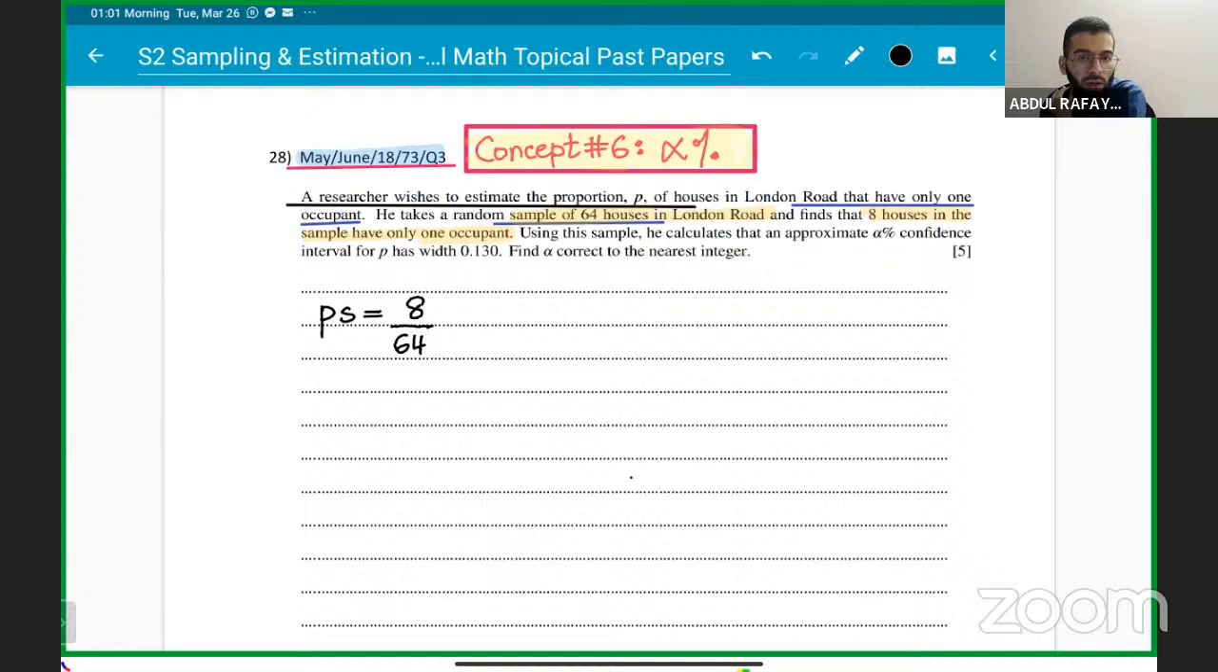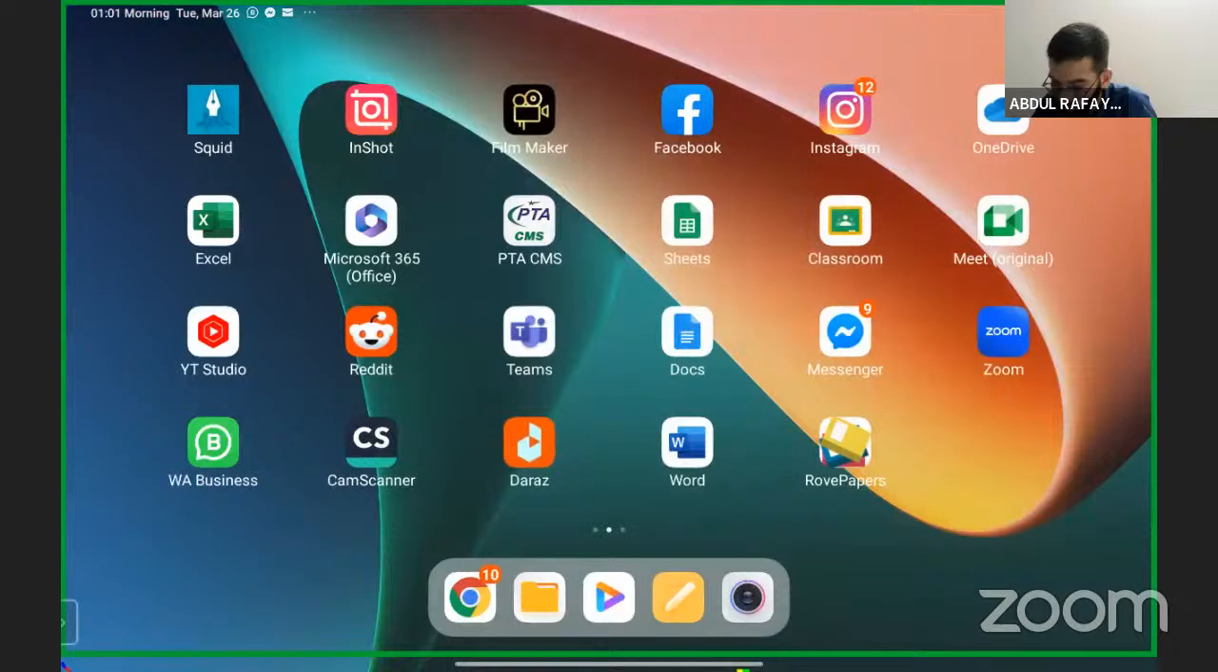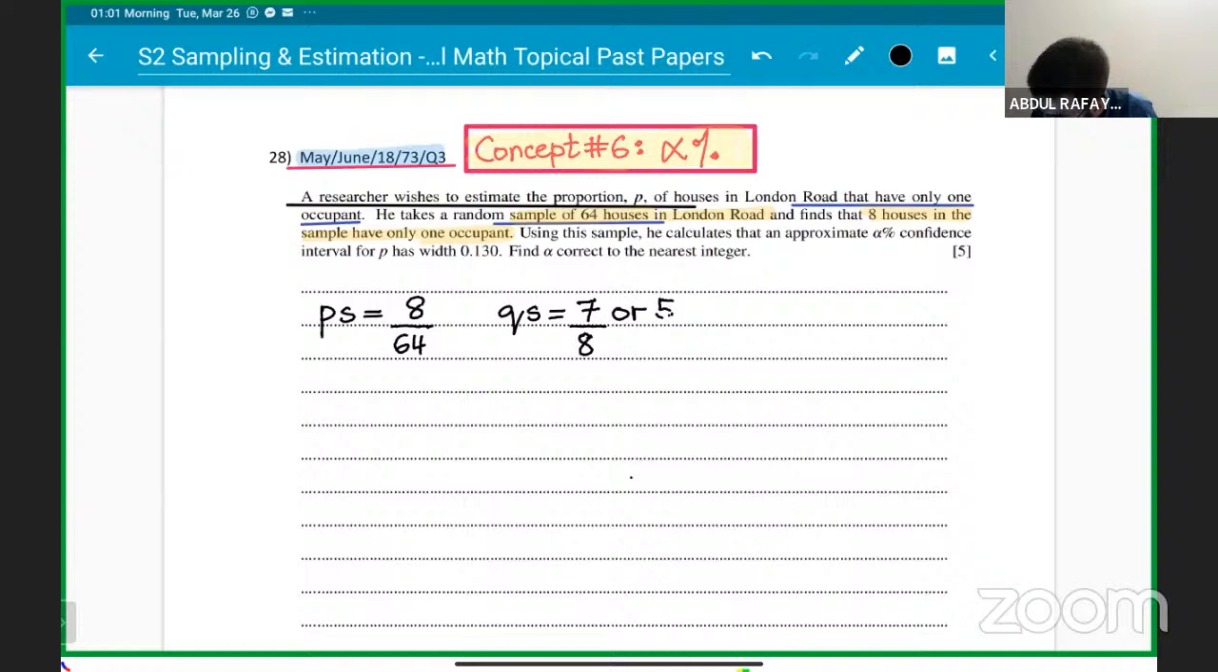So you can quickly find out the proportion of failure as well. That is basically q. So 1 minus 8 over 64 will be the case. 1 minus 8 over 64 will be 7 over 8. Or you can write it as 64 minus 8, which is 56 over 64 as well. Both of them are the same thing.